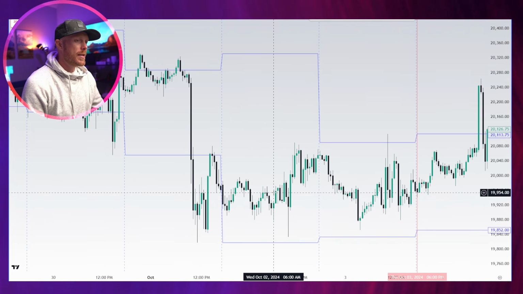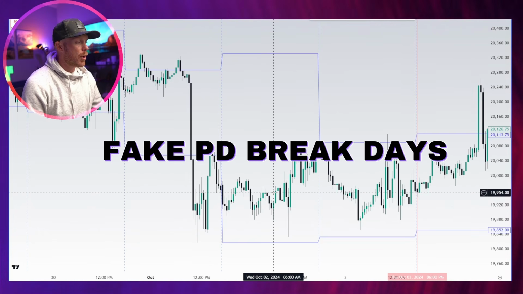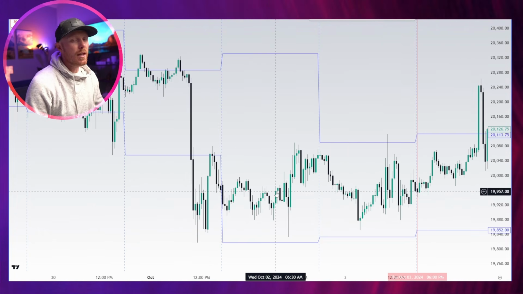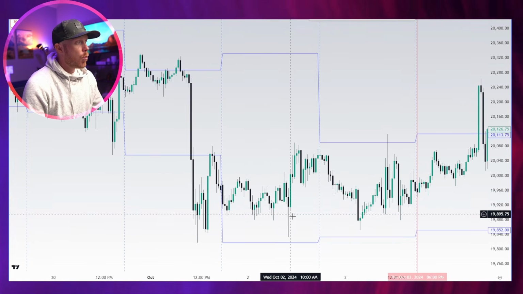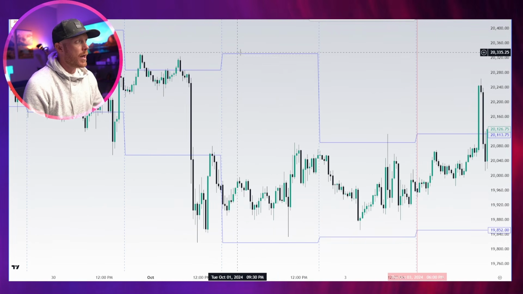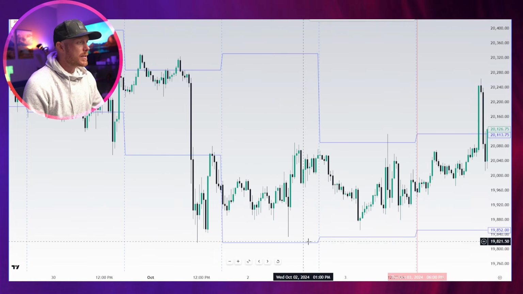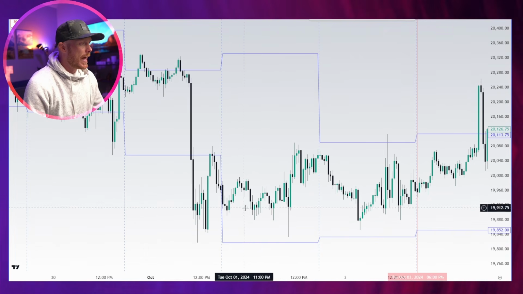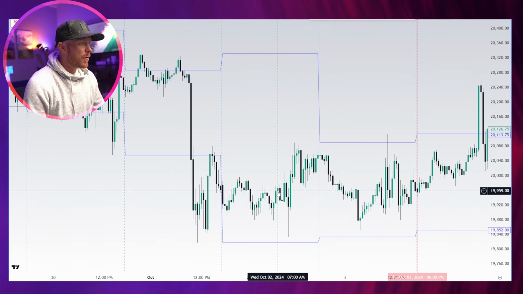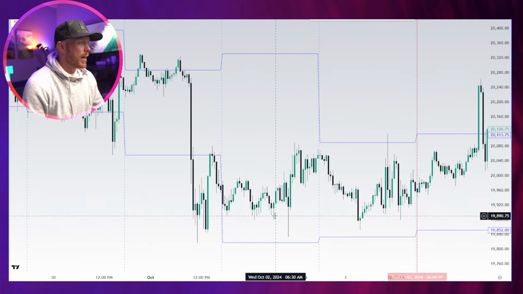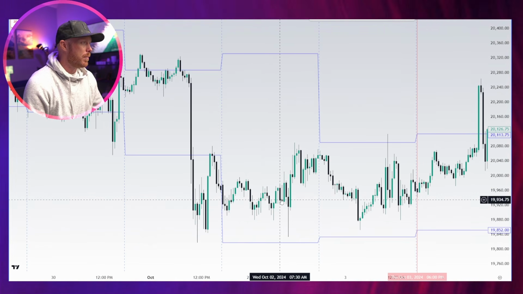We're going to call this the fake PD break day. This happens 11% of the time out of 200 trading days, where price does not run the high and it doesn't run the low. It kind of consolidates, as you can see right here. The day for this one is Wednesday, as you can see on the bottom of the screen, that red black block.